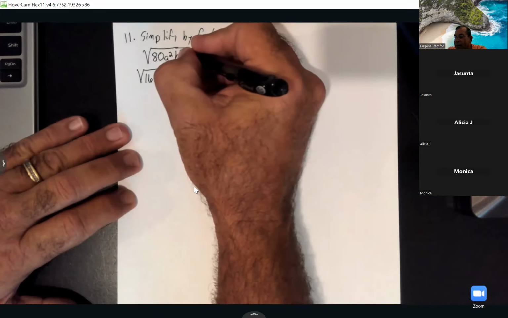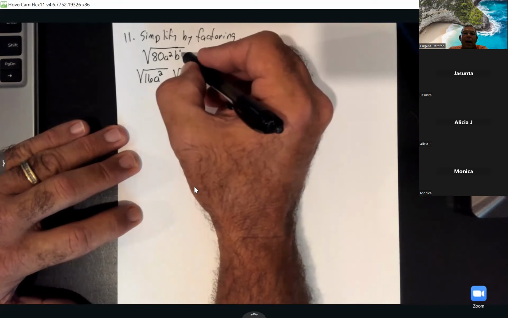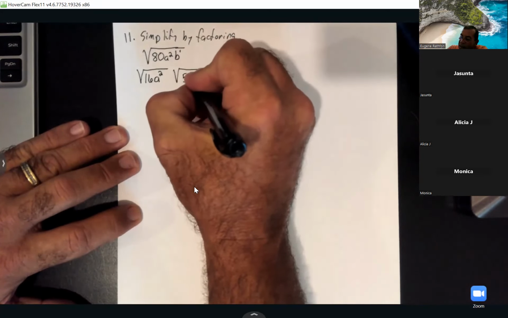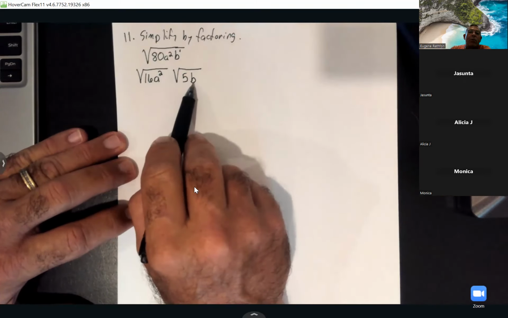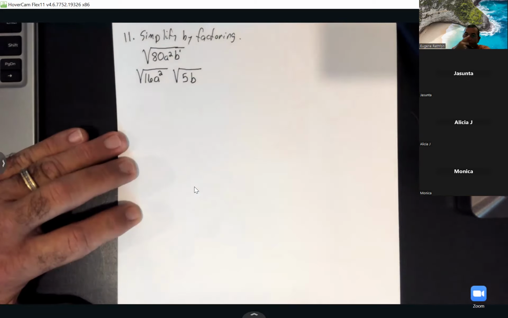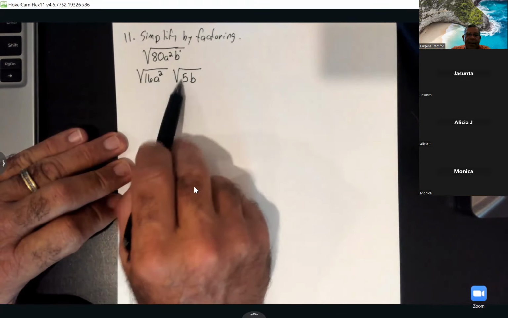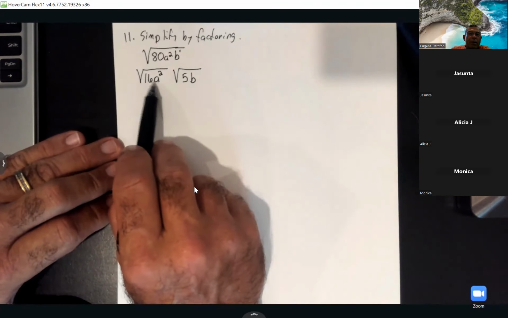Now remember, the b has a 1 on it. Well, since 1 is an odd number, that 1b will stay on the right side, because there's no way I can take the square root of a b, okay? All right, y'all, so now this side will stay the same no matter what. What we have to do over here is take the square roots of both of these.